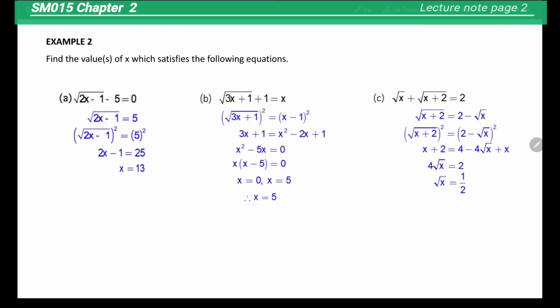Then, to eliminate the root that we have in this question, we can just square both sides of the equation that we have in this question. So the answer is x equal to 1 over 4.